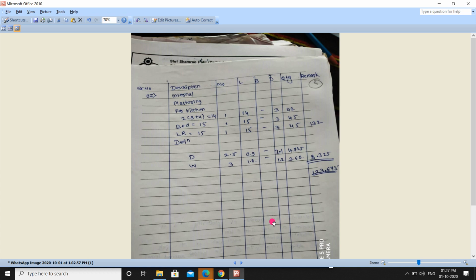Now what about the deduction? There are 2.5 door deductions because one side deduction is considered. So 2.5 into 0.9 is the length and 2.1 is the height of the door, it will be 4.75. The total number of windows is 3. The length of the window is 1 meter while the height of the window is 1.2 meter, it will be 3.6. After deducting, the total quantity of plastering is 123.675, that is 123.67 square meter. Thank you very much. We will continue in the next lecture.